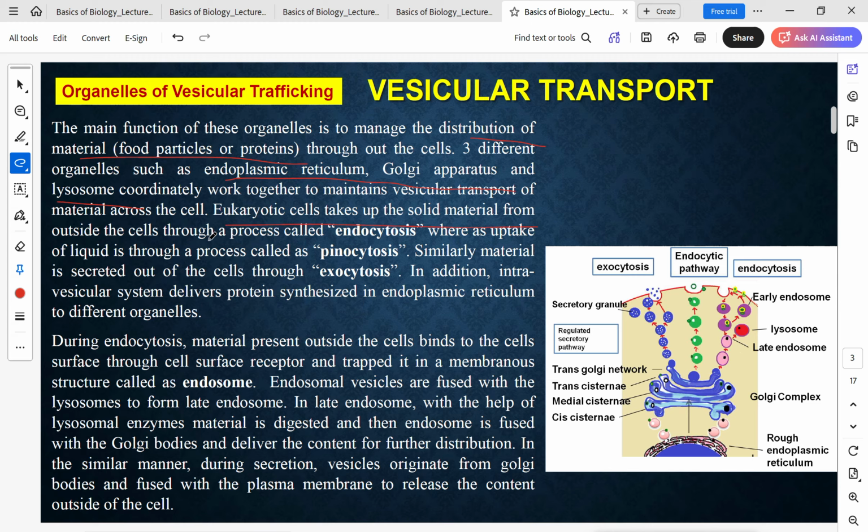Eukaryotic cells take up solid material from outside the cell using a process called endocytosis. If they are taking in liquid material, then it's called pinocytosis. If they are secreting something out of the cell, then it's known as exocytosis. These can be secretory granules, these can be excreta that the cell does not want to keep within itself, anything. So the vesicular system delivers proteins synthesized in the endoplasmic reticulum to different organelles. It also makes sure that endocytosis, pinocytosis, and exocytosis are properly mediated.